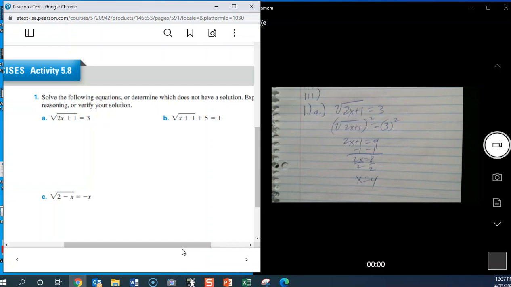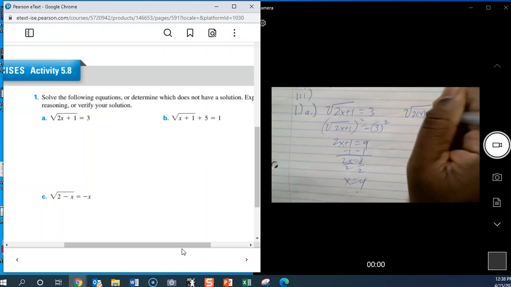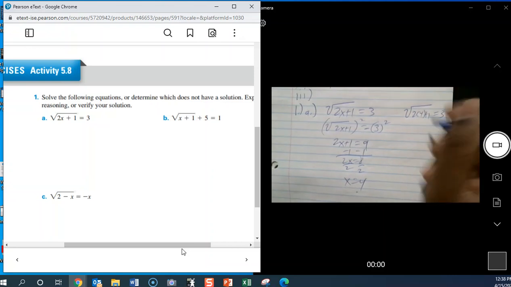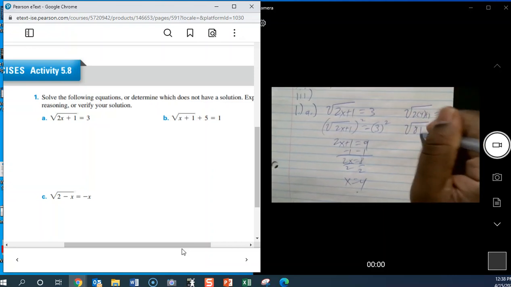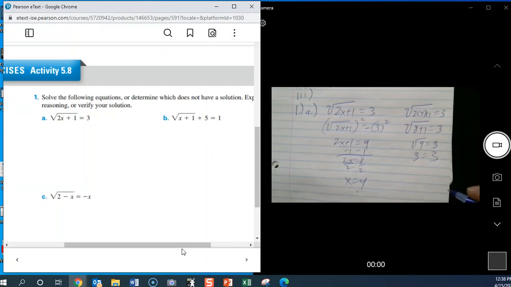Now, we have to check this. This is the way how we could tell if this works. So we got x equals 4. So we're going to put in 4 for x in the original problem. So we add 2 times 4 plus 1 equals 3. So this would be the square root of 8 plus 1 equals 3. Square root of 9 equals 3. 3 equals 3. So it checks. So we know this works.